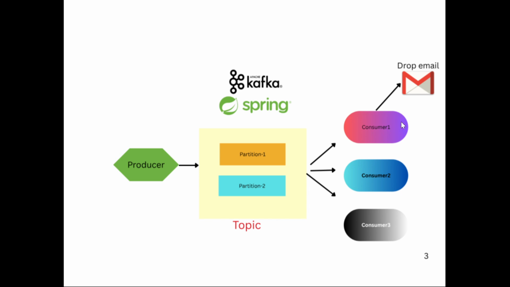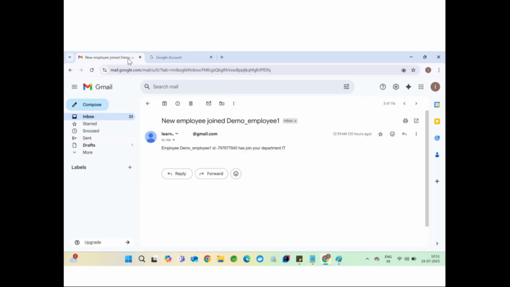One of these consumers will basically send the email. All the other consumers will consume the data, but will not do anything, right? Ultimately this is the email they'll be getting. I'm using Gmail because it's very convenient, and most of us are using it, so you can use it for your own development.